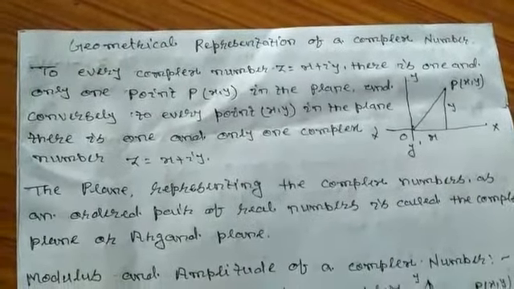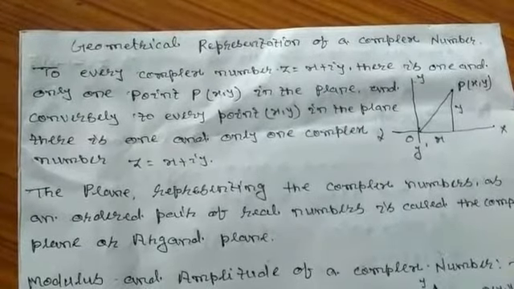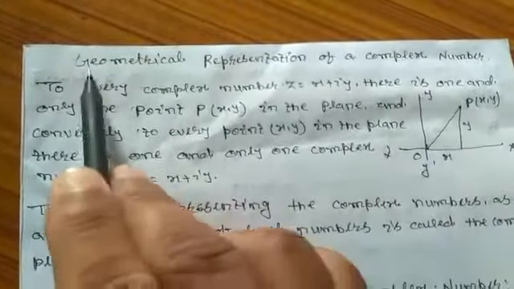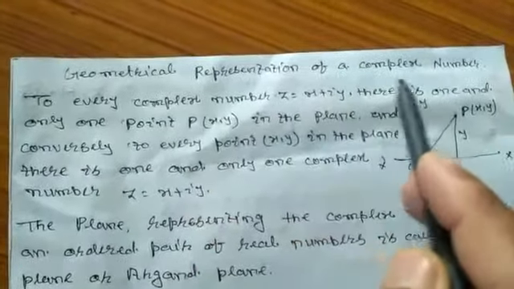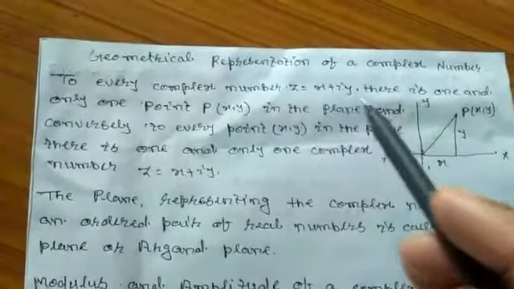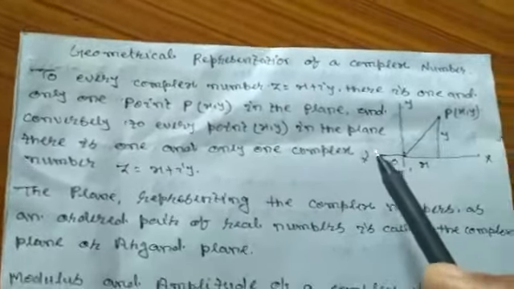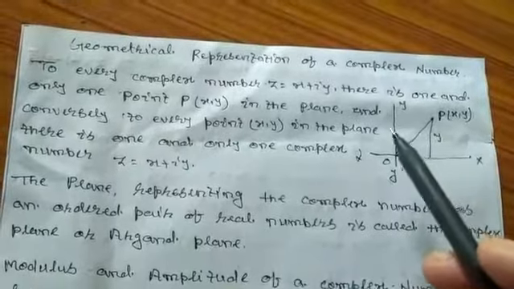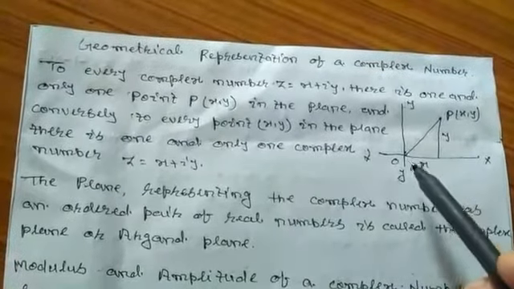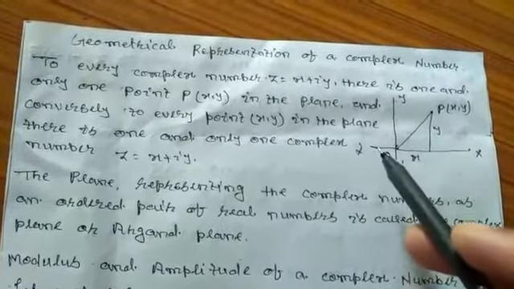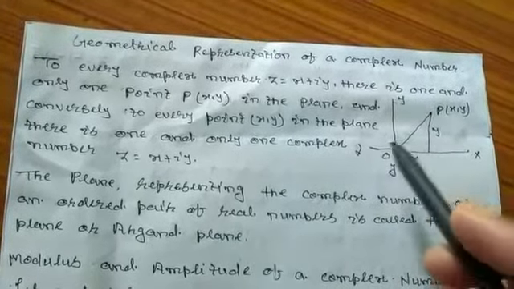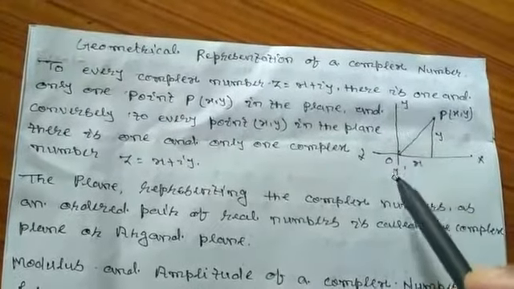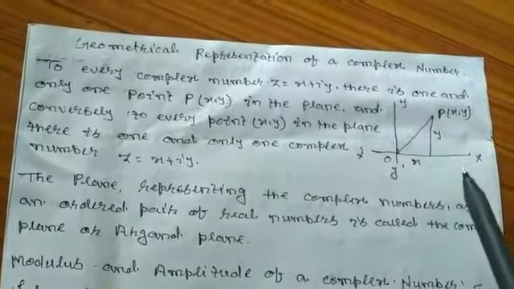In today's video, I am going to discuss the geometrical representation of a complex number, or you may call it a graphical representation also. As you have drawn graphs in the Cartesian plane, this is similar: in the Cartesian plane we have two axes, one horizontal axis, the x axis, and one vertical axis, which is the y axis.